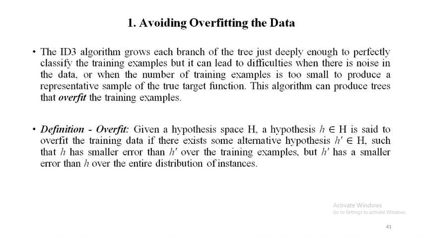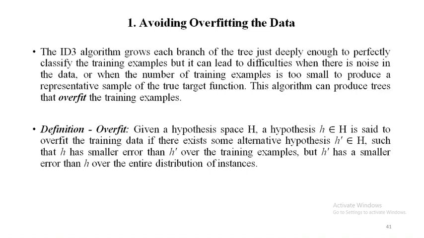The definition of overfitting states that, given a hypothesis space H, a hypothesis h which belongs to H is said to overfit the training data if there exists some alternative hypothesis h dash which belongs to H such that h has smaller error than h dash over the training examples, but h dash has a smaller error than h over the entire distribution of instances. So we take two hypotheses from the given set of hypotheses, h and h dash, which belong to H itself.